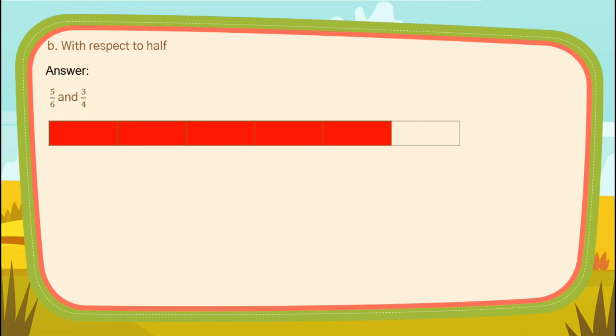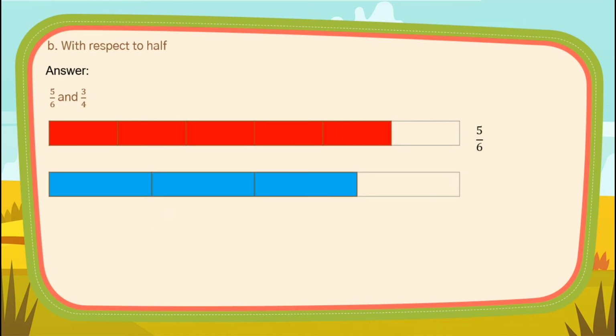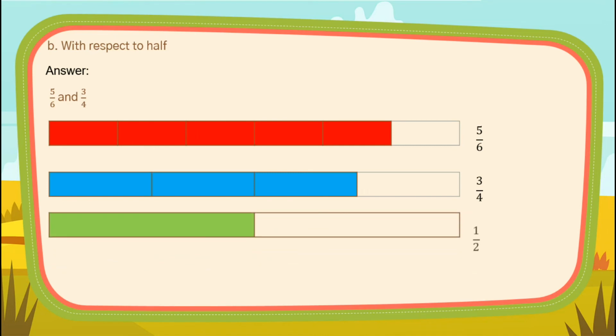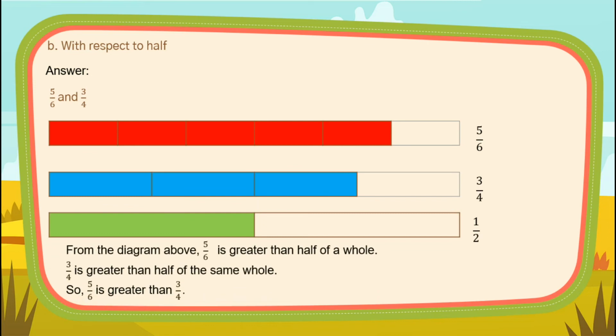B. With respect to half. Answer. This is the bar of 5/6. This is 3/4. This is half. From the diagram above, 5/6 is greater than half of a whole. 3/4 is greater than half of the same whole. So, 5/6 is greater than 3/4.